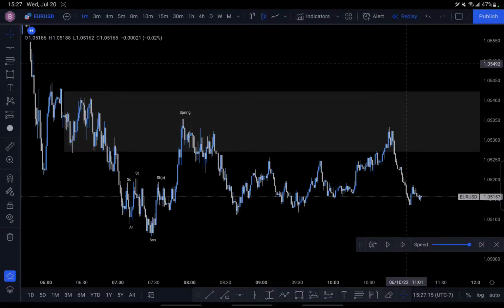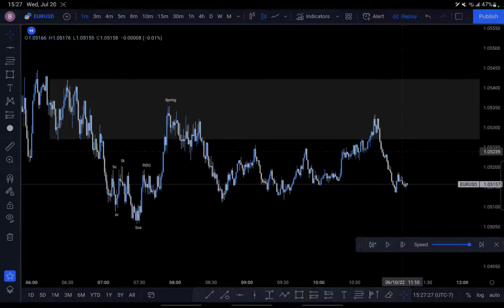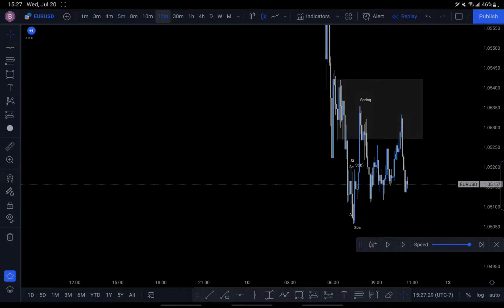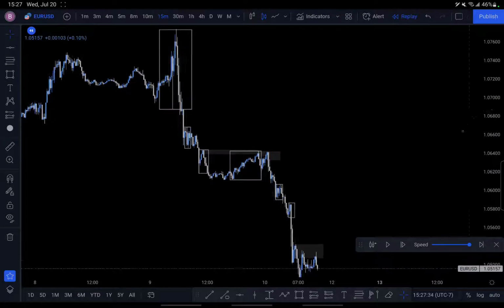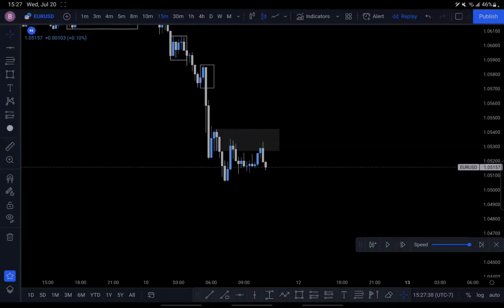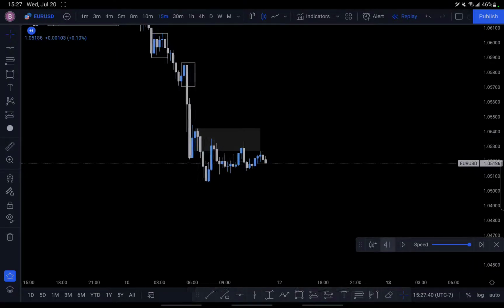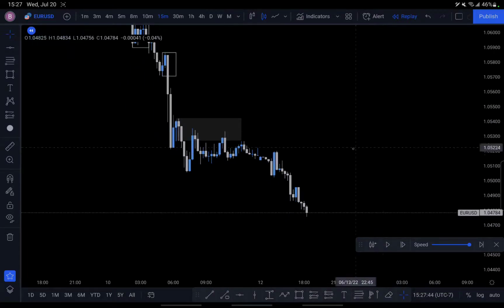of the spring here. Okay, so price comes down, doesn't break the sign of weakness yet, comes back up and tests the supply zone up in here, and let's see if it starts to break down. Okay, price does start to break down.